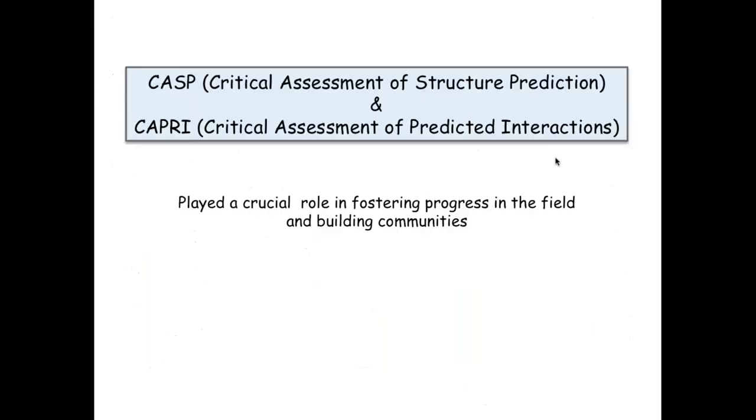But now let me go into CAPRI, and how CAPRI and CASP have contributed to all this. CASP, the Critical Assessment of Structure Prediction, and CAPRI, the Critical Assessment of Predicted Interactions, both play a very crucial role in fostering progress in the field, the progress that I just summarized. They were also very important in building the communities.